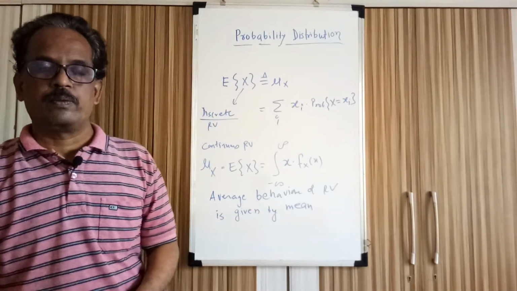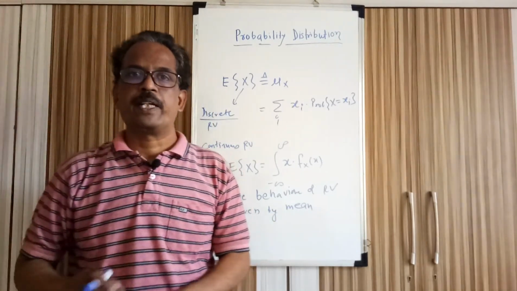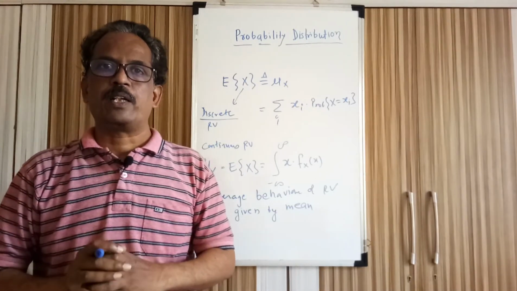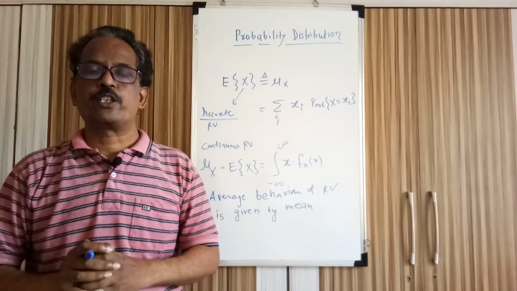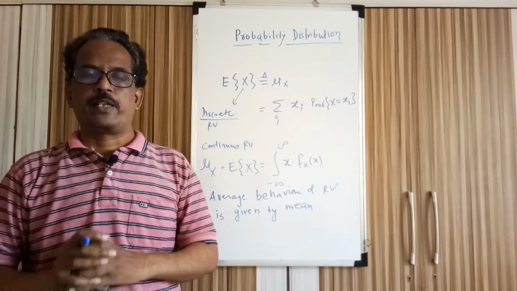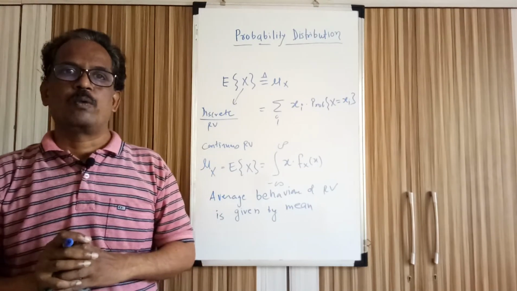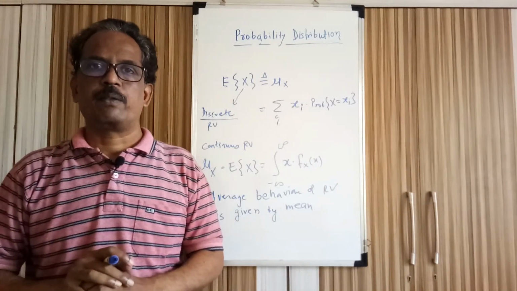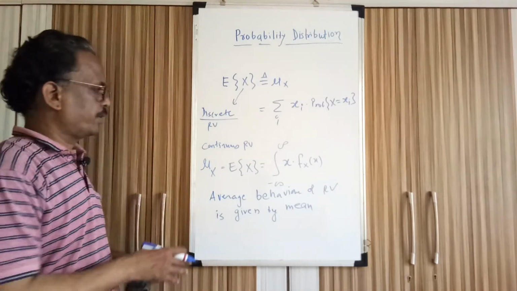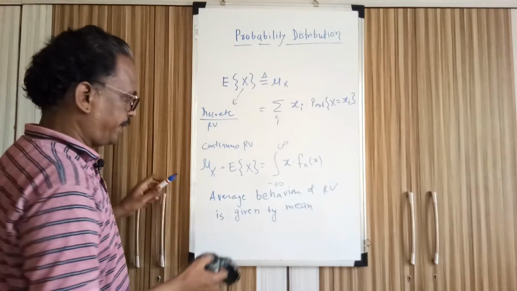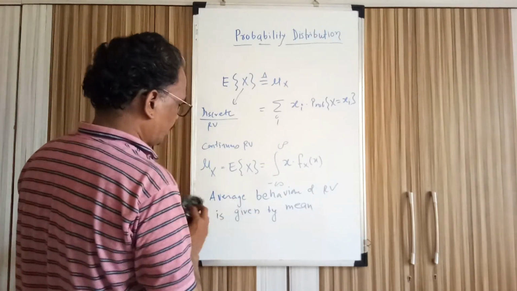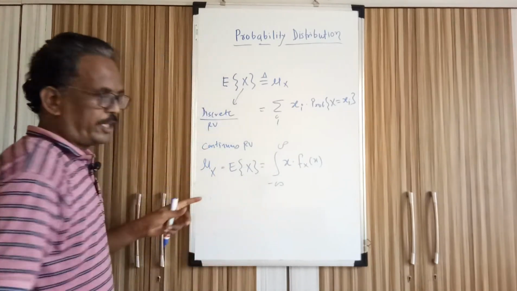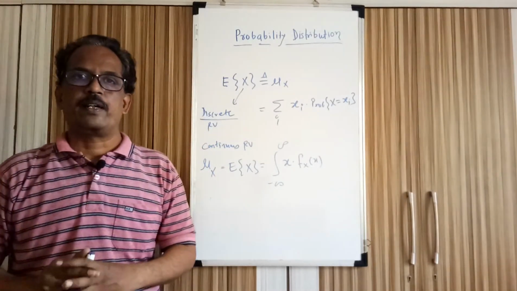Mean gives the overall behavior of the random variable. On an average, how the random variable is behaving, in what way it is behaving. If you want to find the average behavior for any random variable, you can use expected value of x, you can use mean. So this mean is a first order statistic of the random variable.